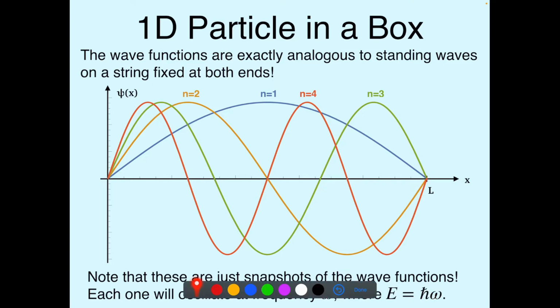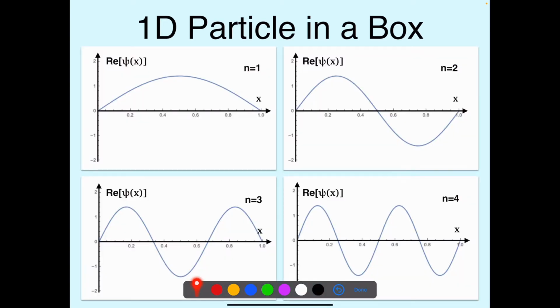And actually, let me just show you what that looks like when we animate the wave functions. We don't just show a static image of the wave functions, but we let them move in time. So here we have the n equals 1, 2, 3, and 4 wave functions that I showed you before. And I'm only going to show you the real component of the wave function.